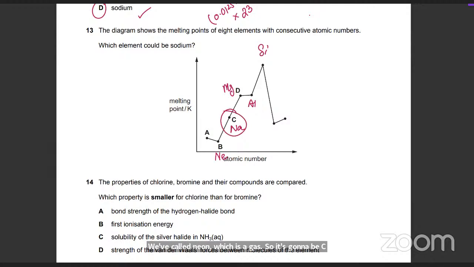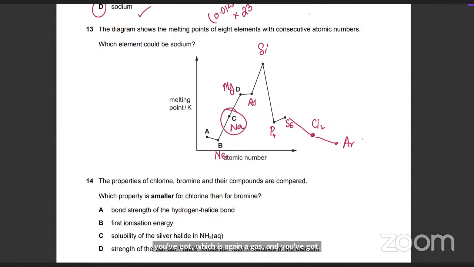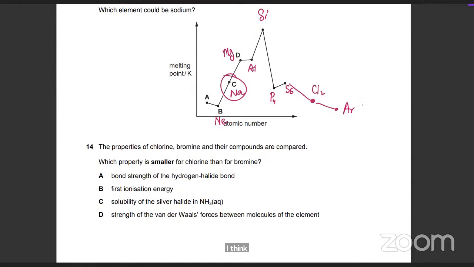उसके बाद क्या होता है? It's after silicon, you've got phosphorus, P4. You've got sulfur, which is S8, and then you've got chlorine, which is again a gas. And what's after chlorine? That's argon. Okay, so this is period 3 melting points.